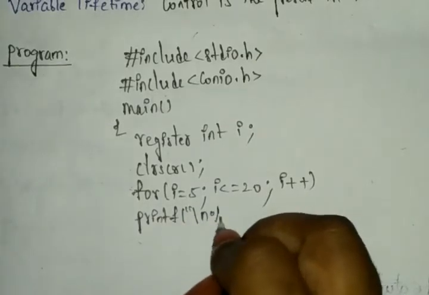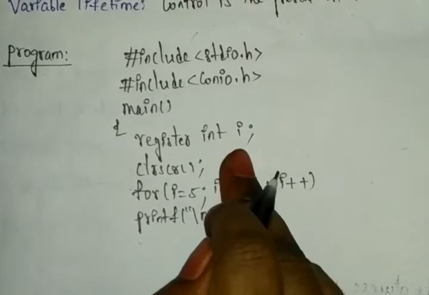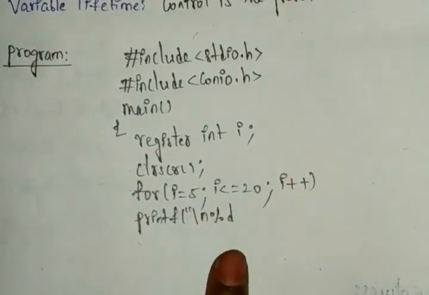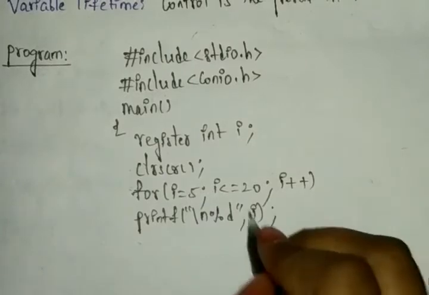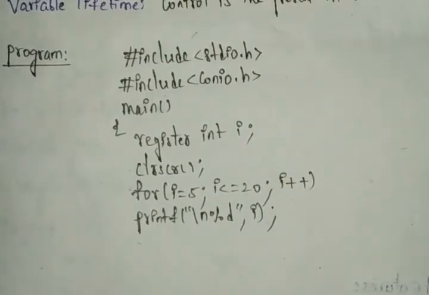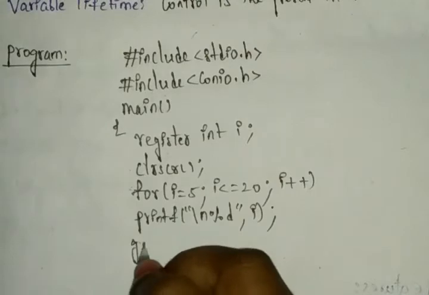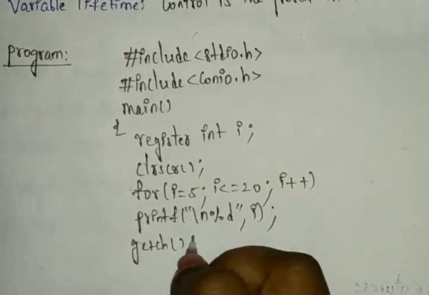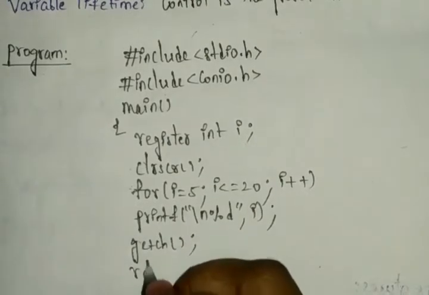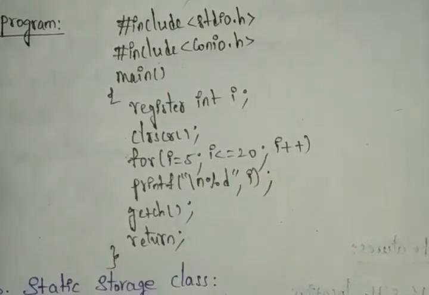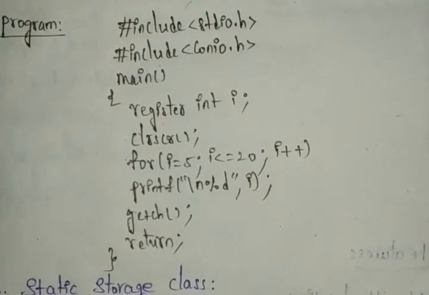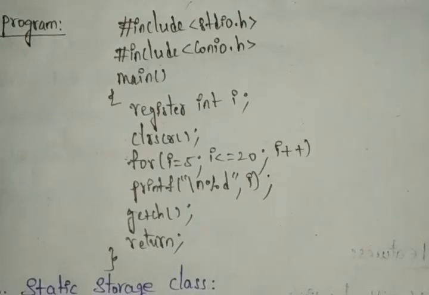You print the values with percent d. We only wrote one variable, right? For that case we took only one access specifier. And next to close this, we write the variable i, right? And next write getch, to get whatever the user enters, and return 0.